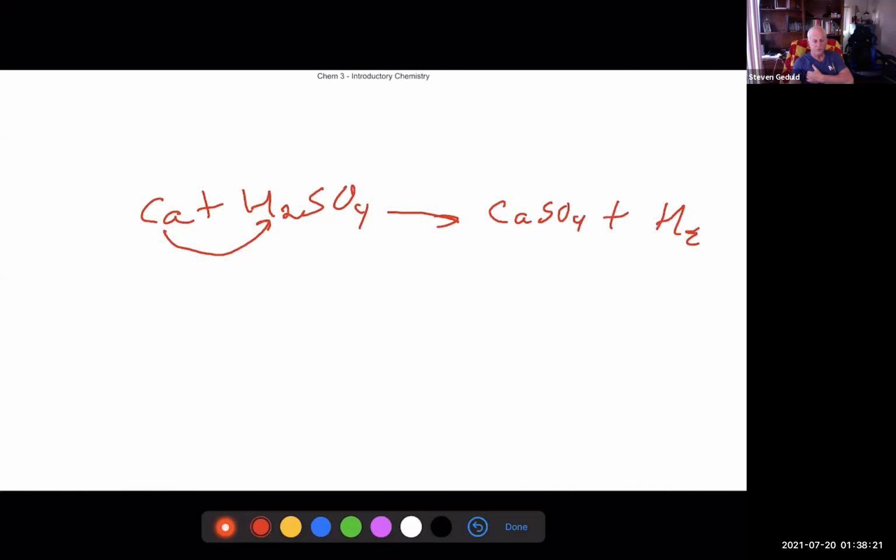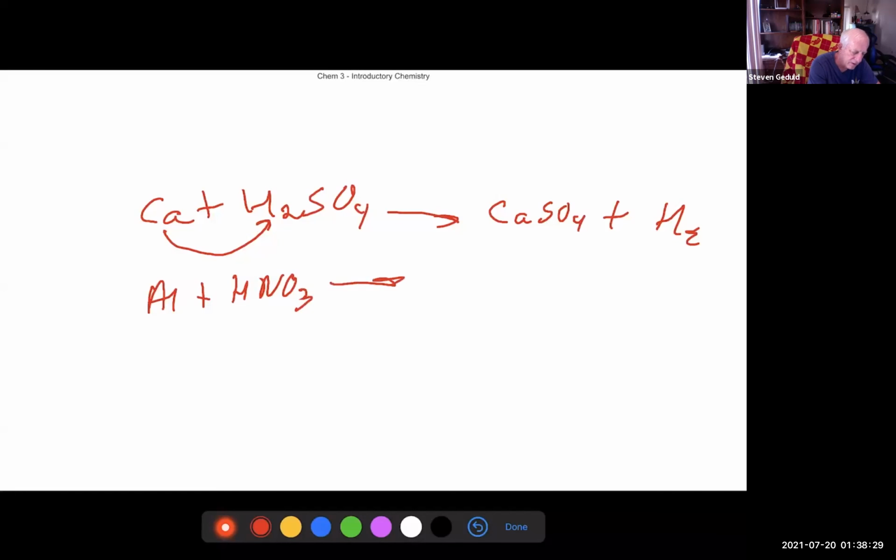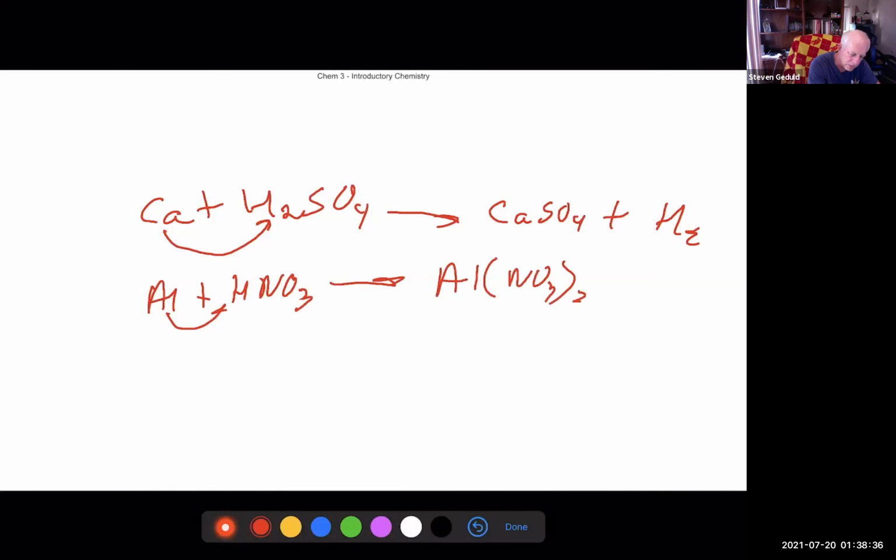Aluminum reacts with nitric acid. Aluminum replaces the hydrogen. Aluminum nitrate plus H2 gas. And you have to balance it out.